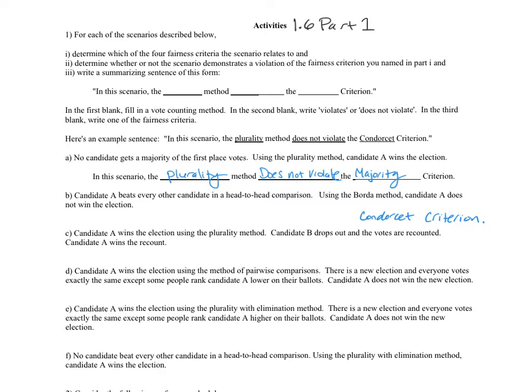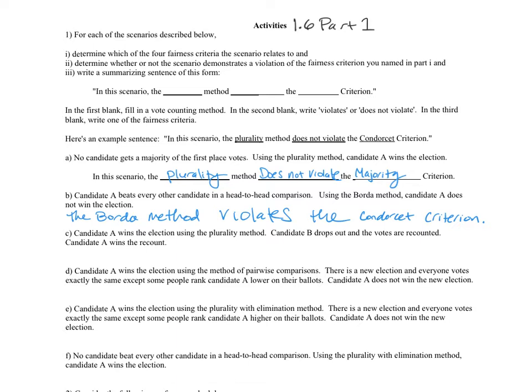Okay. But apparently, we used the Borda method, and candidate A did not win the election. So in this scenario, the Borda method, which is what we used, violates or does not violate. Well, candidate A beat every other candidate in a head-to-head comparison but lost. That's the only way to violate the Condorcet criterion. If someone can beat every other candidate in a head-to-head comparison, they should win. So this violates the Condorcet criterion.